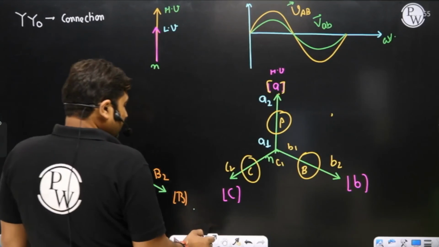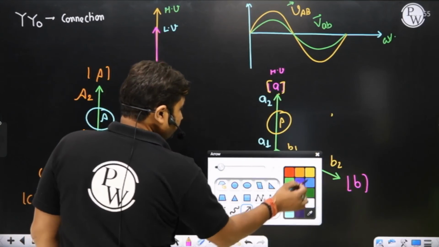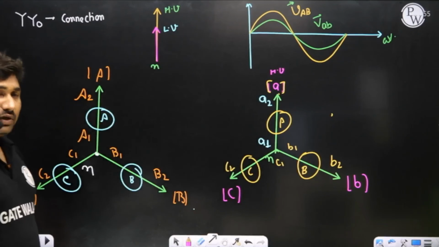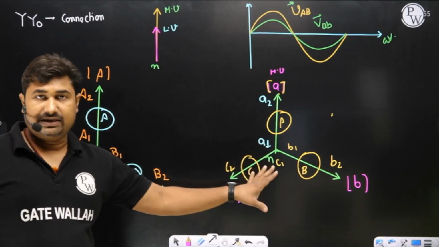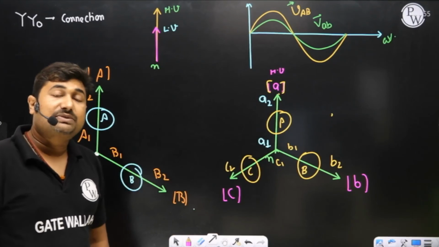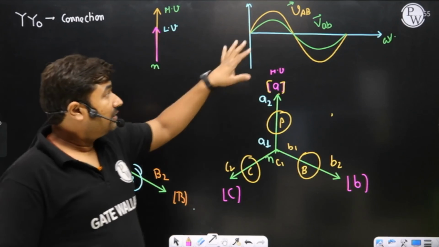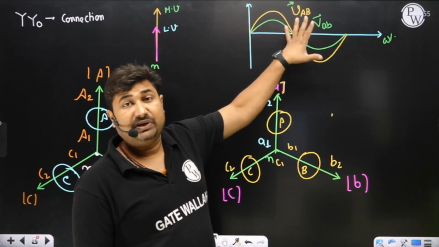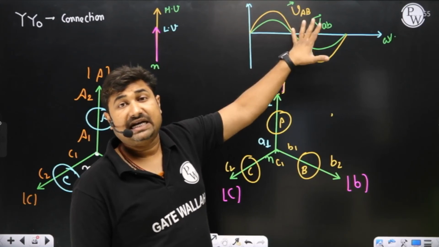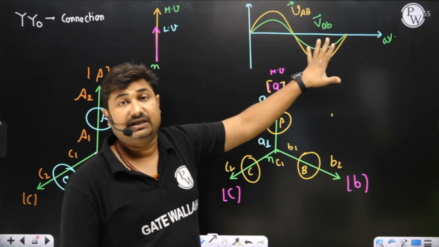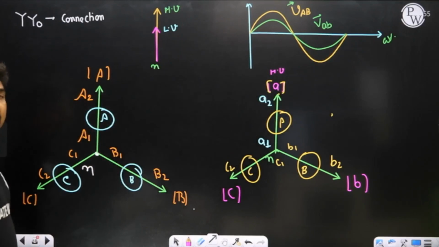Okay, sir. Now, please observe. So we have HV side and LV side phasors. Now, please observe. Sir, you said the time displacement between line to line on HV side and line to line on LV side is 0 degree. Kindly show me the line to line voltages, sir.